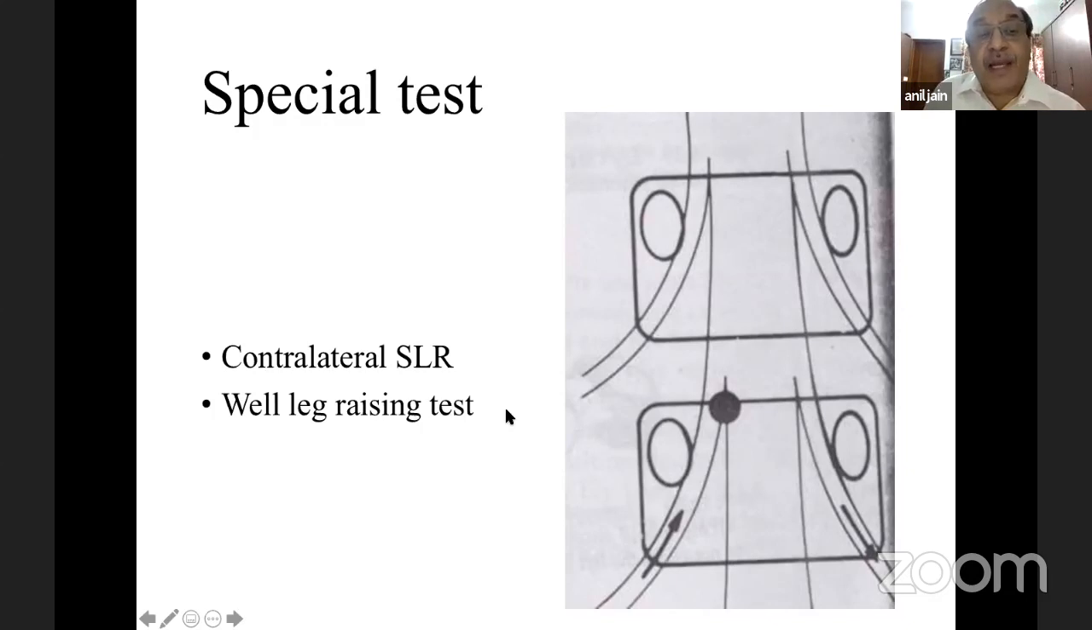The other one is the well leg raising SLR. When you do an SLR on the normal limb and the pain is elicited on the affected side, then that is called the well leg raising test. And these two tests mean a massive disc.